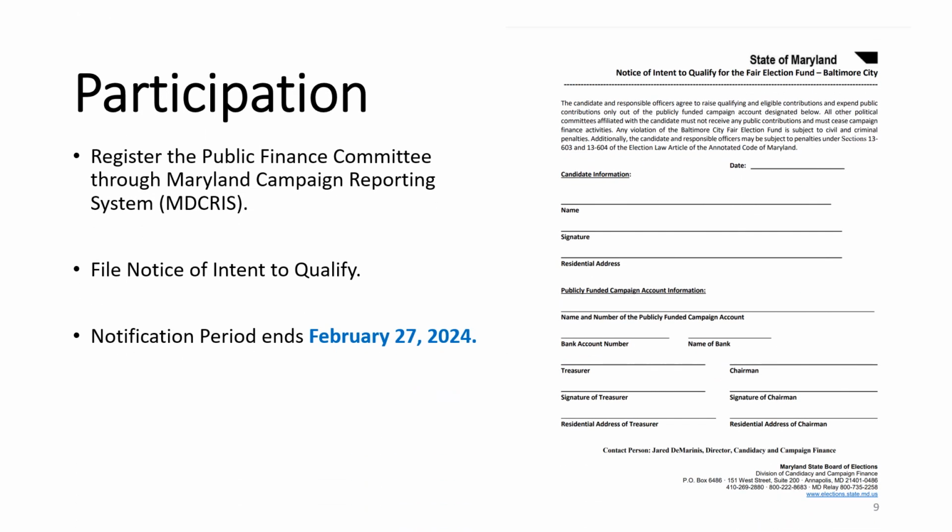The first step to participate in the program is to register a public finance committee through the MD-CRIS. At the time of registration, you have to file a notice to qualify for public contributions. A notice of intent to qualify for the program must be filed with the Maryland State Board of Elections via their electronic filing system not later than 9 p.m. on the last Tuesday in February in the year in which the primary election will be held. For the 2024 election cycle, a candidate can file a notice of intent until February 27, 2024.